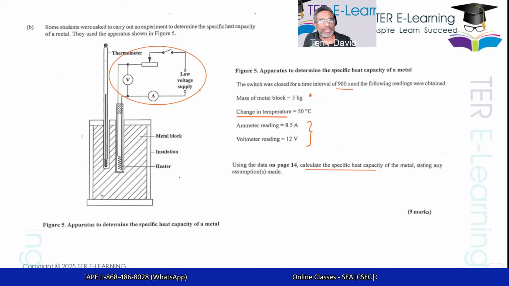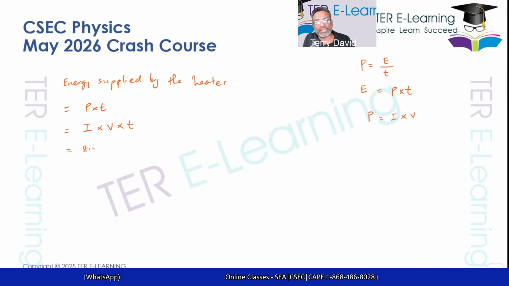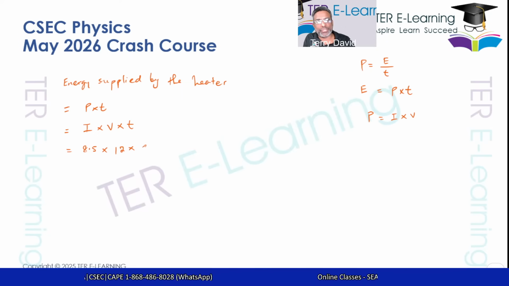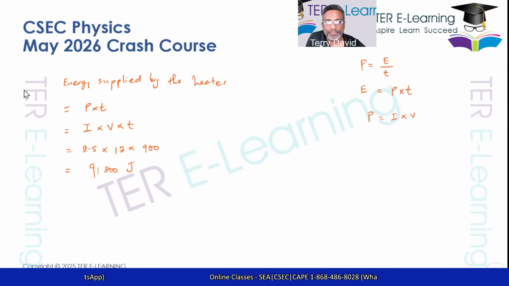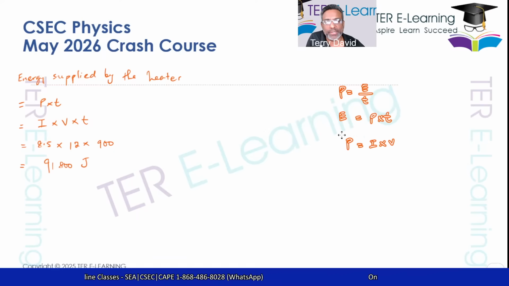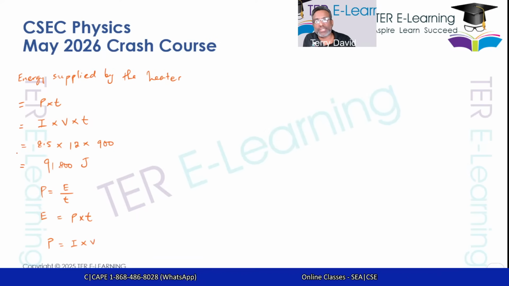So the current, we get that as 8.5. So this is 8.5 multiplied by V, which is 12 volts, multiplied by the time. Now the time is how long we kept the circuit on for. So this is 900 seconds. So this is going to be 8.5 multiplied by 12 multiplied by 900, and we're going to get 91,800 joules. That's the energy supplied by the heater. So now we're going to make an assumption here. Let's shift some of these formulas. The assumption is this: this here is the energy that is supplied by the heater.